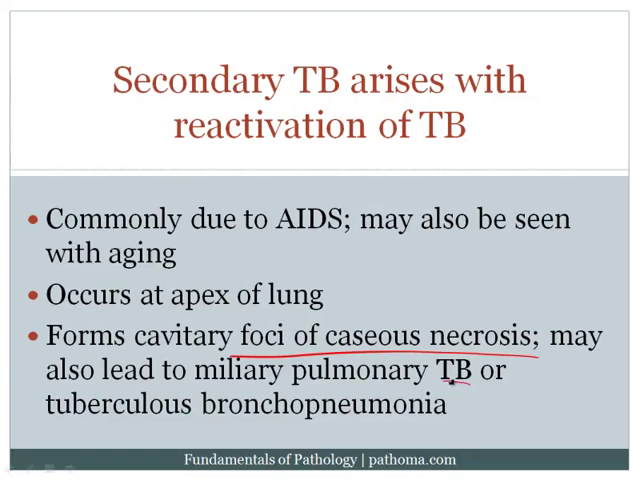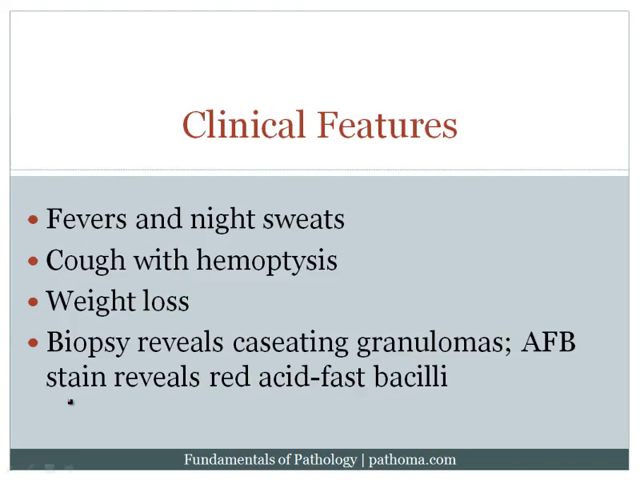Once a patient gets reactivation, then they develop foci of caseous necrosis. They can also develop miliary pulmonary TB, where you've got tiny little regions of TB that are sort of scattered across the entire lung, or they can develop a bronchopneumonia due to TB. So they would get this classic bronchopneumonia pattern, but of course this would be due to TB. Clinically, these are the patients that present with fever and night sweats, cough with hemoptysis, and weight loss. Eventually a biopsy would be performed, and it would reveal caseating granulomas. And of course, the differential diagnosis of caseating granulomas includes fungus and TB. And so an AFB stain would be performed, and that would reveal the presence of red acid-fast bacilli.